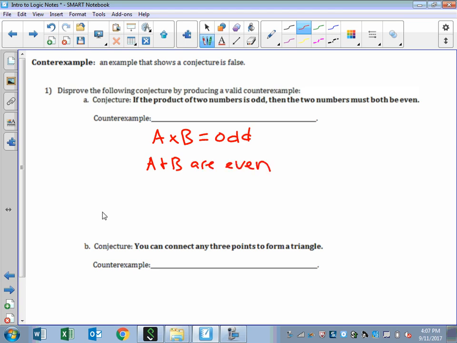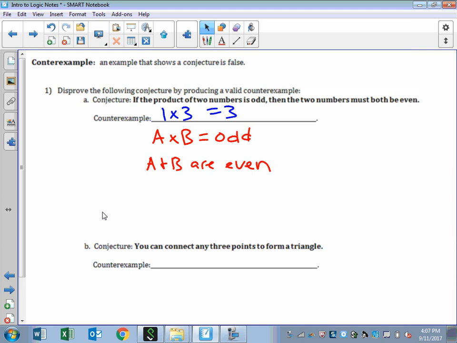So now to disprove that, all we have to do is find one counterexample that fits. And to disprove something, all you need is one counterexample. So A times B equals odd, and A and B are even. So let me see. Well, let's start with an odd number. So 3 is odd. And then two numbers that multiply together to get 3 that are not even are 1 times 3. So this is a counterexample because 1 and 3 are both odd numbers, but when you multiply them together, they also give you an odd number. So this disproves the conjecture.